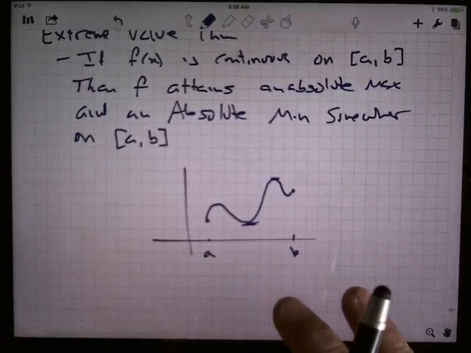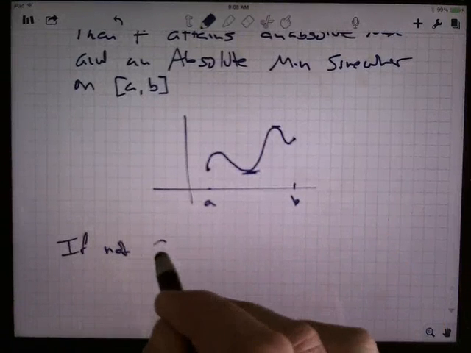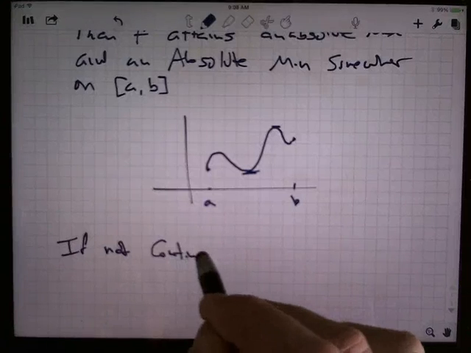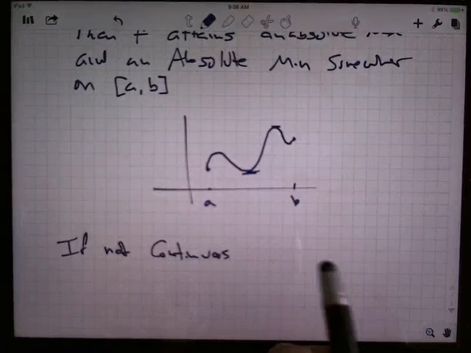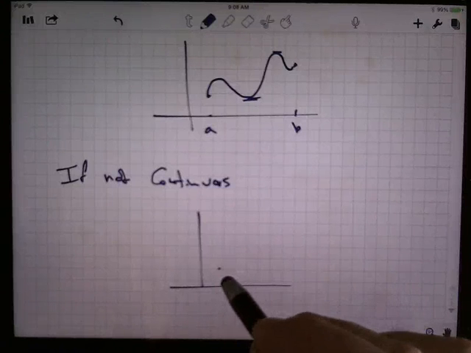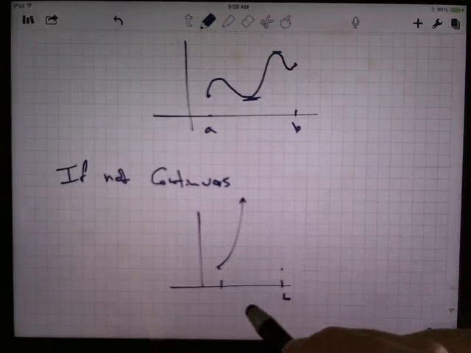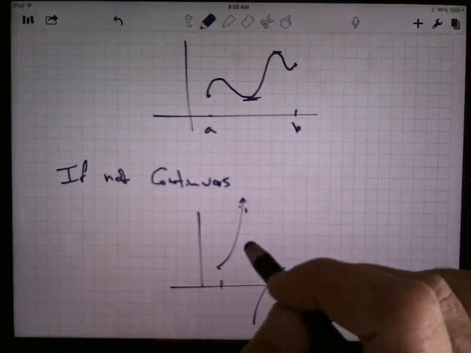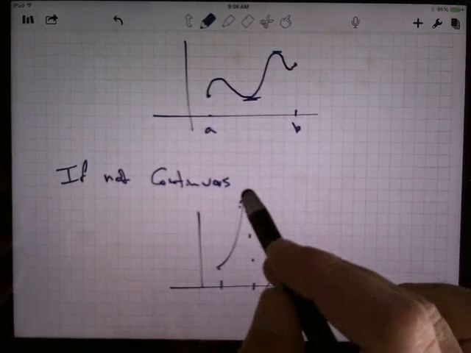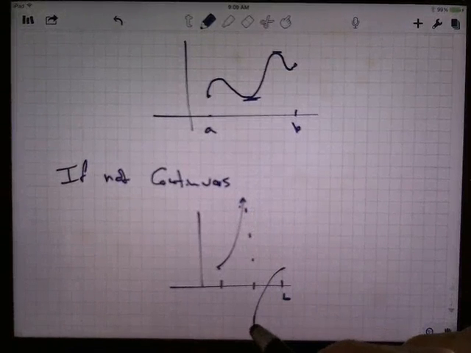If the function is not continuous, then all bets are off, right? That is, I can draw a function like this. Here's a, here's b, and you've got a vertical asymptote somewhere in the middle there. So there's no absolute maximum because it goes up forever. There's no absolute minimum because it goes down forever.